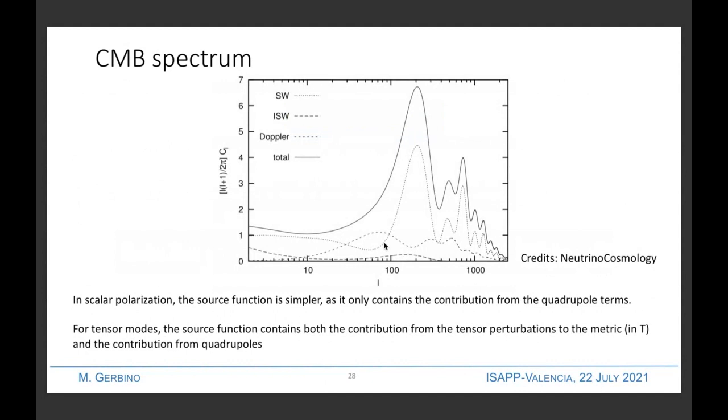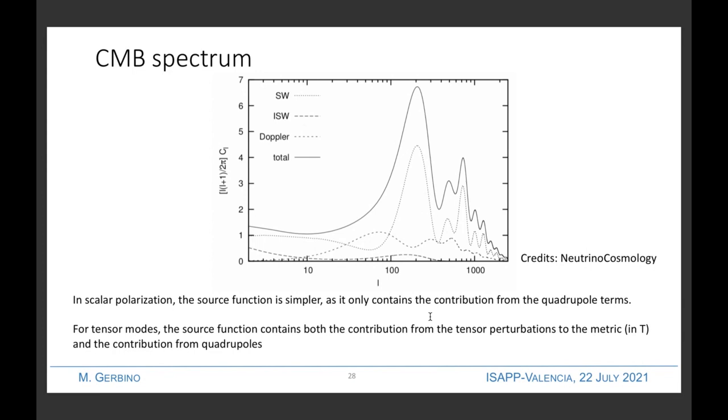And this picture here is representing the different contribution to the temperature CMB spectrum from the Sachs-Wolfe dotted line here, the first term in the previous equation, the Doppler term, the dashed line here, and finally the integrated Sachs-Wolfe effect as this very tiny long dashed line here that you see at the bottom. And when you sum up all these terms, you end up with the full TT power spectrum of the CMB.